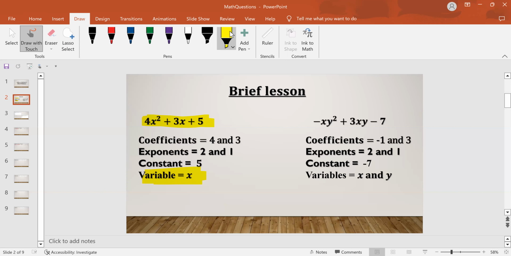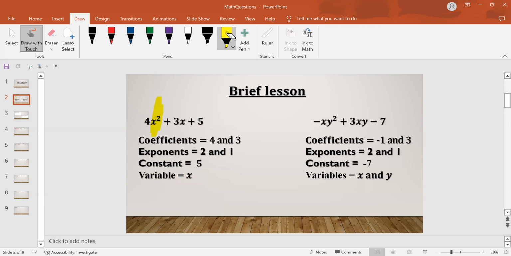So the variable here is x, and the coefficient is that number you're going to see on the left side of the variable. So the coefficient is multiplying the variable. So we have a 4 and 3 as coefficients. Exponent is that number you see on top of the variable. So if I go back, we see that we have a 4x to the second power. So this x, which is the variable, has a power 2 exponent.